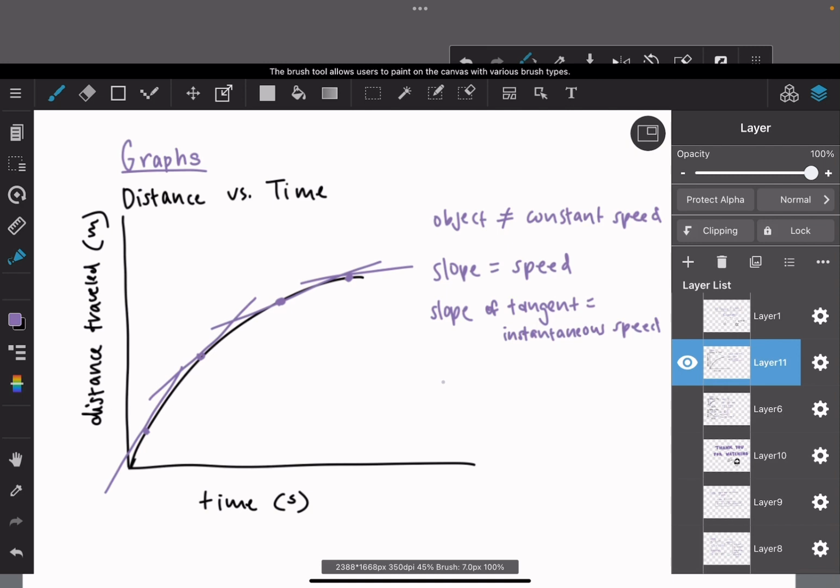So what do we notice about the slope of the tangent lines? Well, we notice that they're actually getting less and less steep. So the speed is getting lesser and lesser. So we can say that for this graph, the object's speed is decreasing during this interval of time.